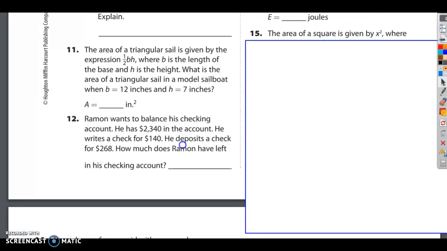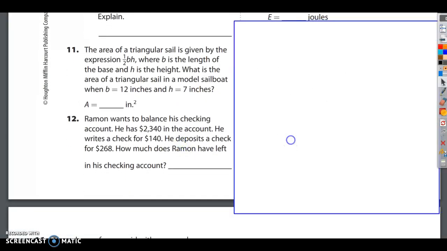Number 11 and 12. Number 11 reads, the area of a triangular sail is given by the expression 1/2 times the base times the height, where b is the length of the base and h is the height. What an awesome problem for a picture. So this is the sail on a sailboat. This line I'm drawing right here is the line of the height. The base is the length along the bottom, and it's going to say right here, what is the area of the triangular sail in a model sailboat when b equals 12 inches?